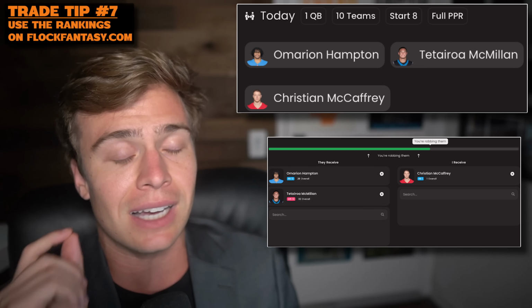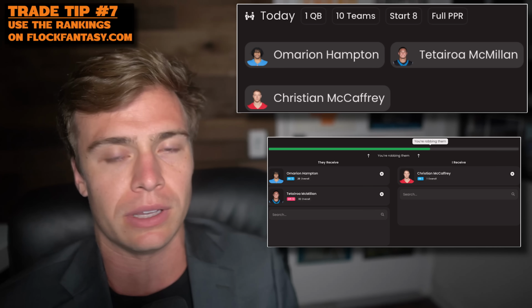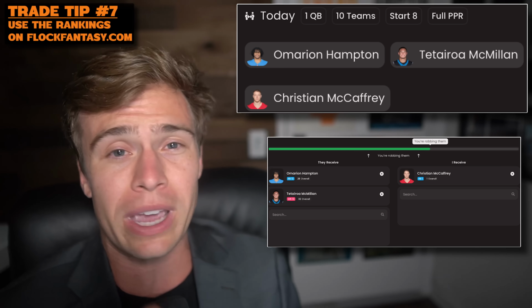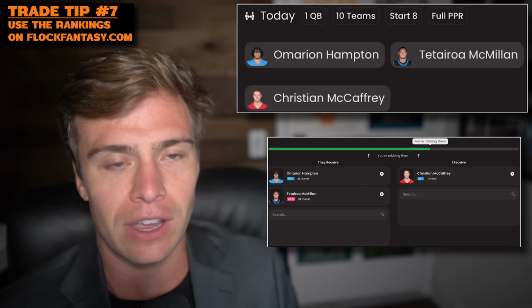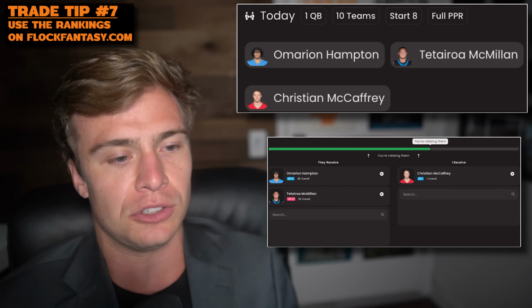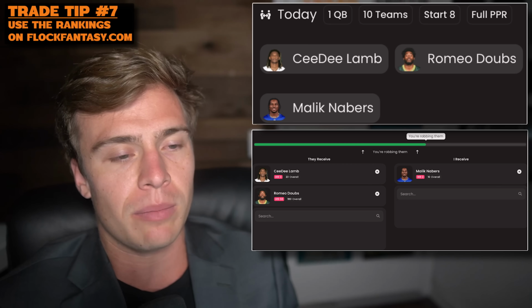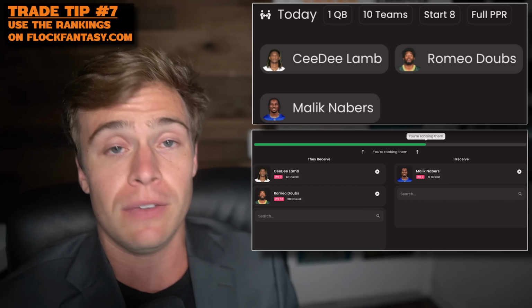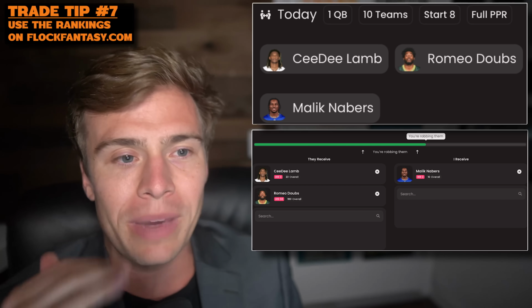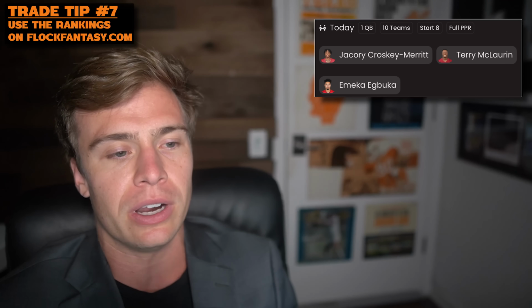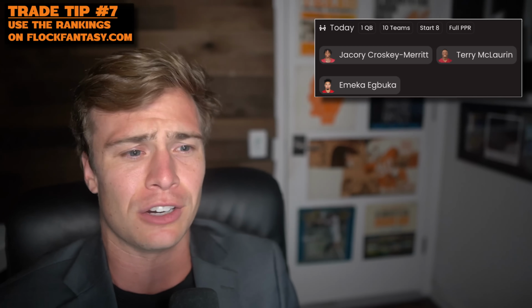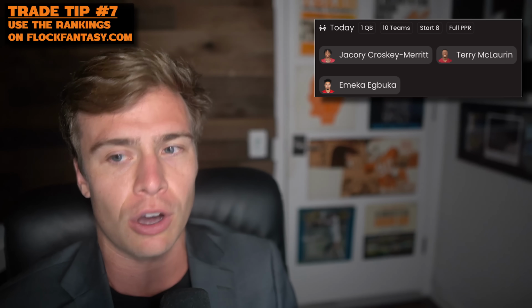But frankly, it does not matter. Throw it in the trade calculator. McCaffrey is going to run away with this just because, hell, he is the best asset in fantasy football, and that's how those assets should be treated. Somebody traded Lamb and Romeo Doubs for Malik Neighbors. If you're 0-3, if you're 1-2, go make that trade right now. Go get Neighbors. Somebody traded Terry and Ja'Cory Krosky-Merritt for Igbuka. If JCM was like your 5th running back and you wanted the wide receiver upgrade, go for it.